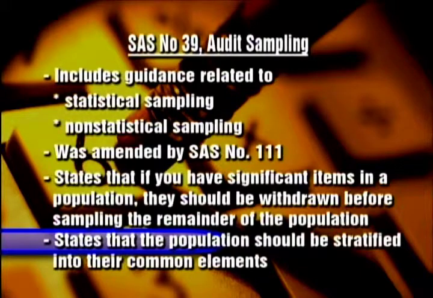Second is that population should be stratified into their common elements in order to become more efficient in the conduct of the sample. Meaning if I have high dollar amounts in a population, medium dollar amounts in a population, and low dollar amounts in a population, it would be more efficient to split that population into thirds for each of those categories, and then select a sample from each of those three populations, rather than to select a sample from the population as a whole.